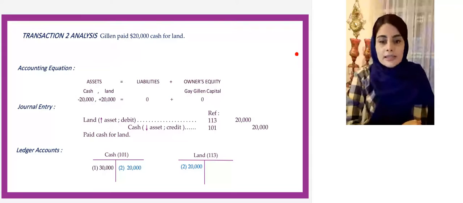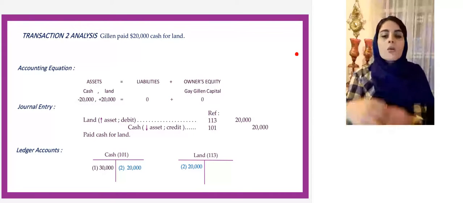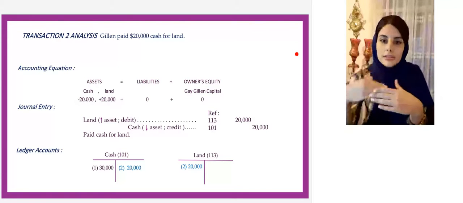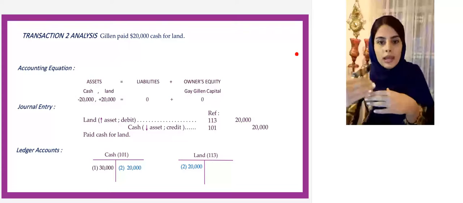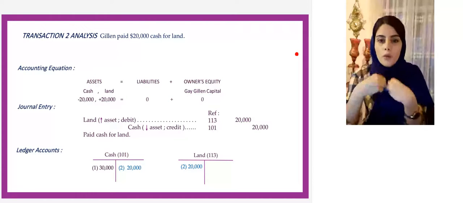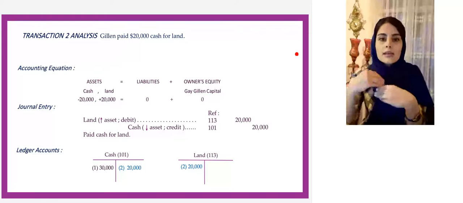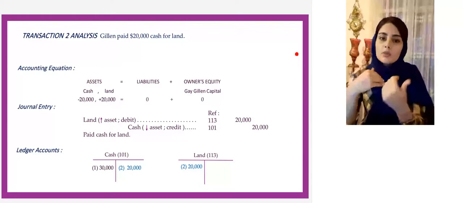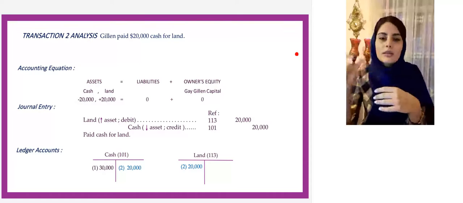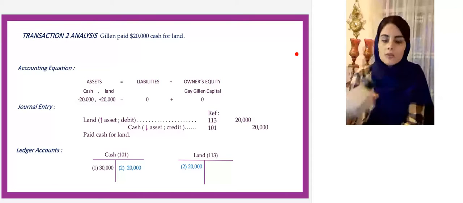This transaction says that Gillen paid $20,000 cash for land. We want to buy something. When we want to buy something, our cash is decreased. Cash and land, both of them are assets. So when we buy something, our assets are increased, and then when we pay for it, it is decreased. So cash should be decreased and credited, and land should be debited and increased for $20,000.